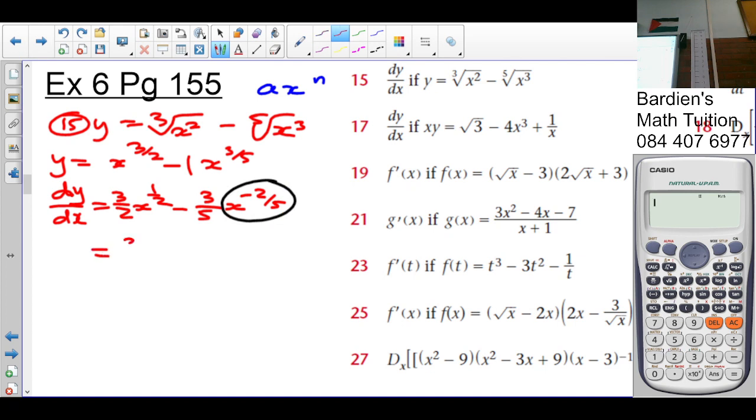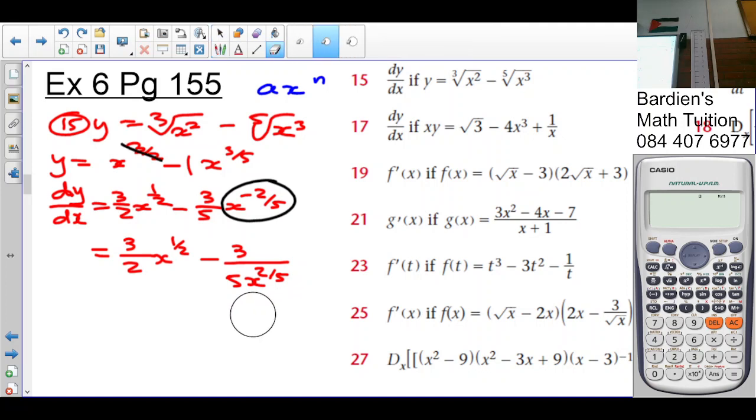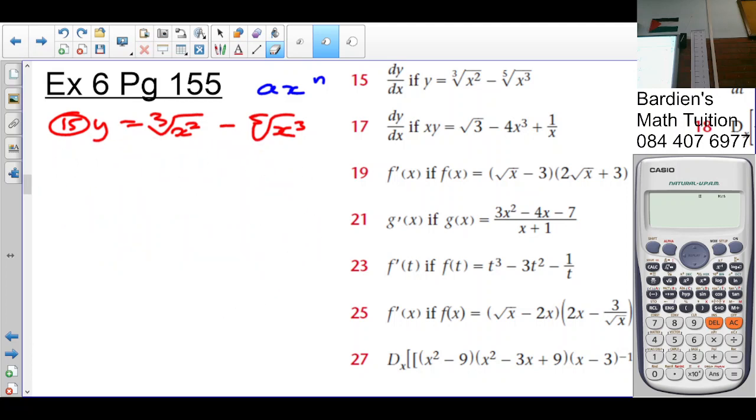Sir, you said that the root is supposed to be the denominator, but it's not on the second line. Oh, it's not. It's supposed to be 2 over 3. Right, let's go again.